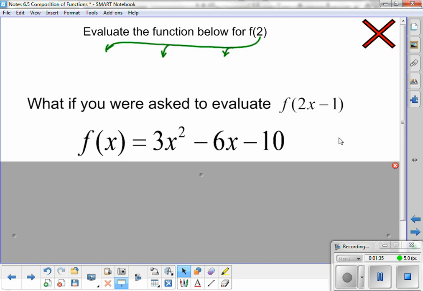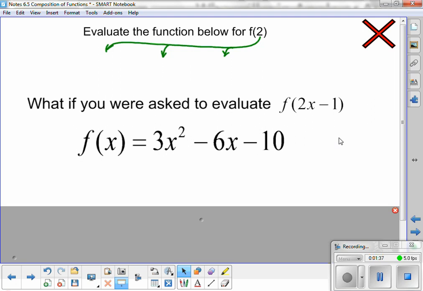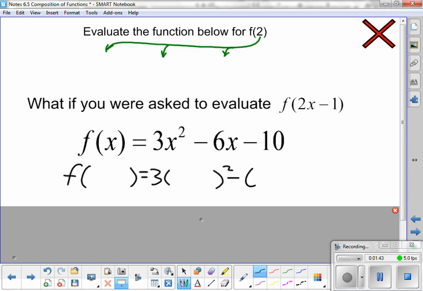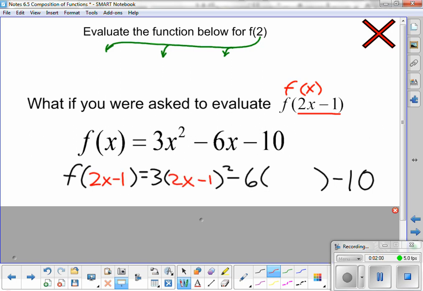So this entire thing, 2x minus 1, would go, so let's put blank spots: f of blank equals 3 blank squared minus 6 blank minus 10. Inside of each one of those blank spots goes our 2x minus 1, since this used to be f of x. That's what it started off as, but x is being replaced by 2x minus 1. So 2x minus 1, 2x minus 1, 2x minus 1. And then from there, you're going to be simplifying.